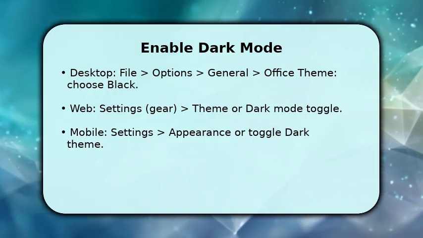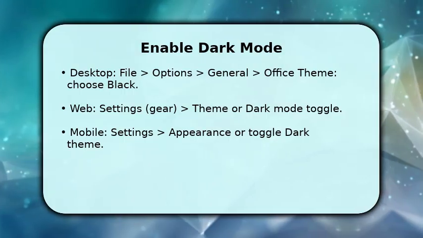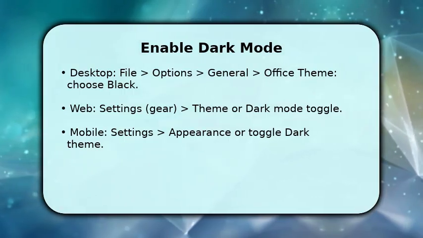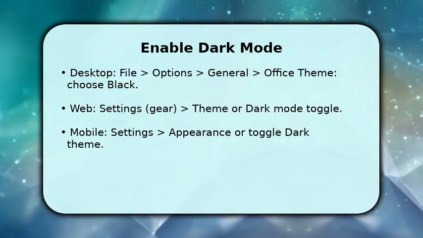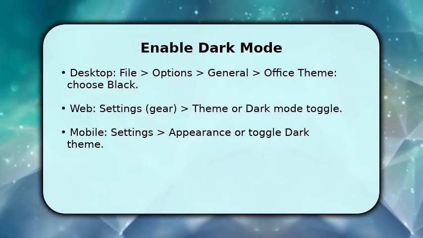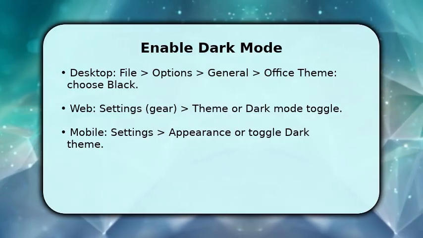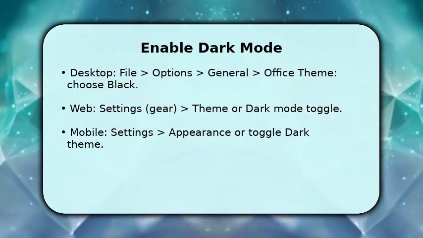On the web, click the gear icon, then either select a dark theme or flip the dark mode toggle. Make sure Always Use My Settings is active. On mobile, open Settings, find Appearance or Theme, and select Dark. These steps modify backgrounds, reading pane, and compose windows for lower eye strain. Finish by restarting the app or refreshing the browser so all elements update.